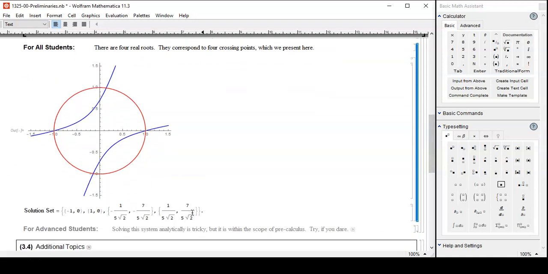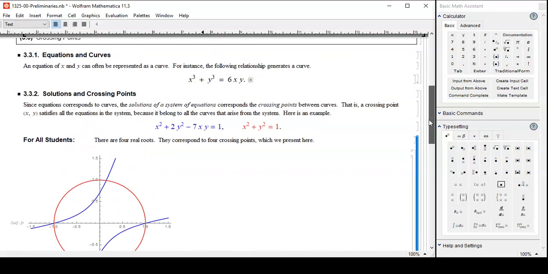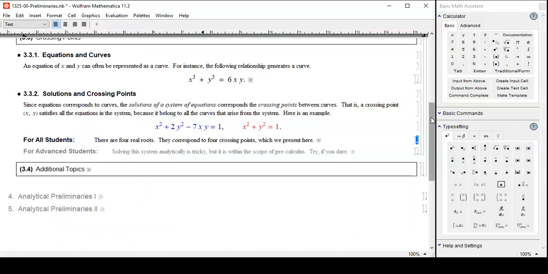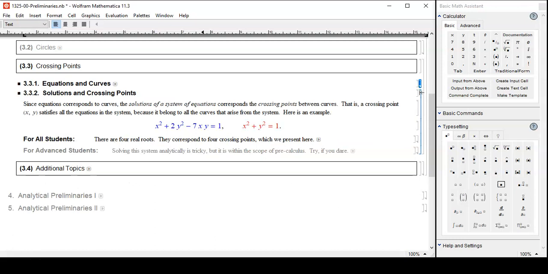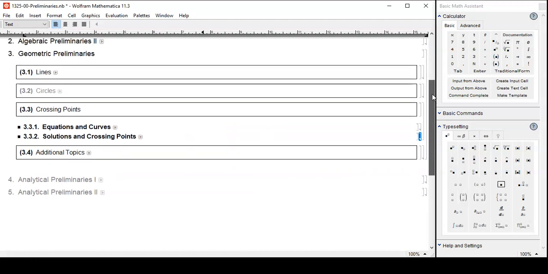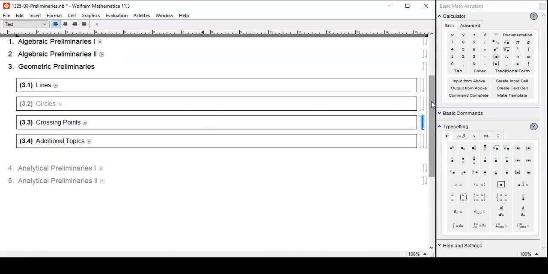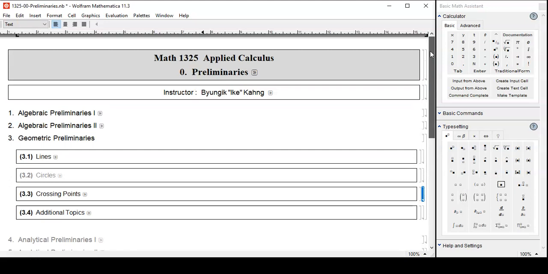You can actually solve those, but that's not what I'm going to do here, even though it is possible. So I left it for advanced students. If you're interested, go ahead and see. And without even technology aid, you can actually get it done. But that's where I'm going to stop as far as circles and crossing points.